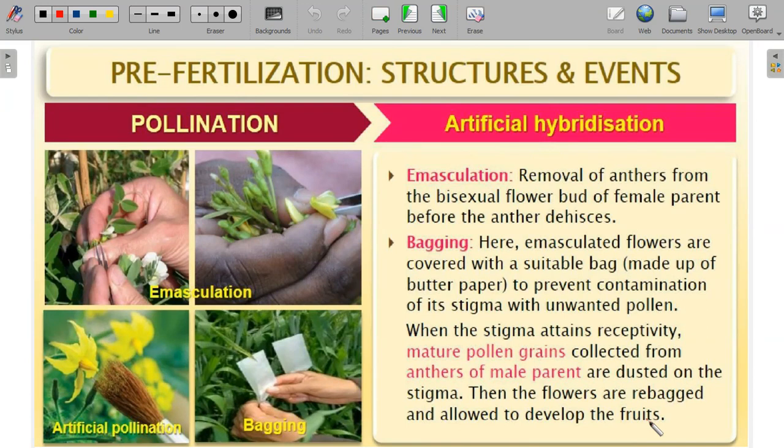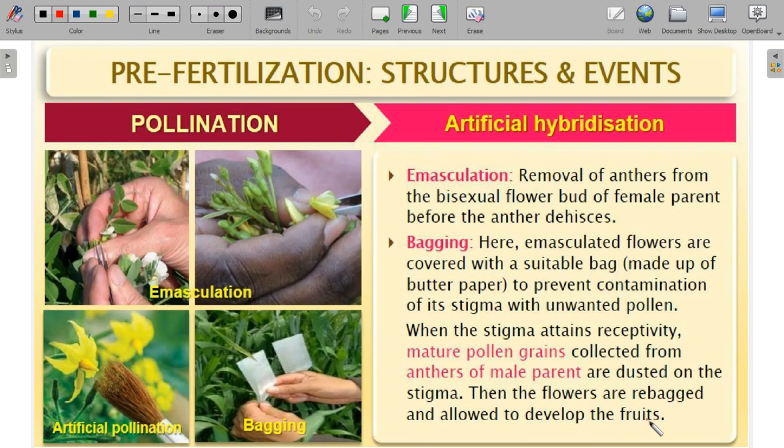So emasculation, bagging, tagging is there, but is not there in your book in an in-depth manner. So emasculation is done in a bisexual flower, where a bisexual flower is converted into a unisexual female flower. In order to avoid contamination by unwanted pollen grains, we are covering with a butter paper, called bagging, and we can put a tag for identification.